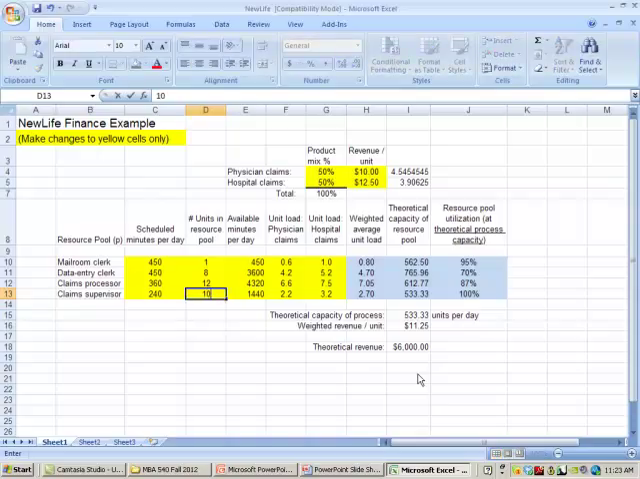Let's say we add 4 more claim supervisors to bring the number up to 10. What do you think is going to happen here? Well, look what happens. Now if we have 10 claim supervisors, we have so much capacity now in this particular resource pool that the constraint has shifted. In fact, it's shifted to the mailroom clerk. And that's what typically happens in systems like this. There's always going to be at least one constraint that's going to define the process capacity. And you can see it here.